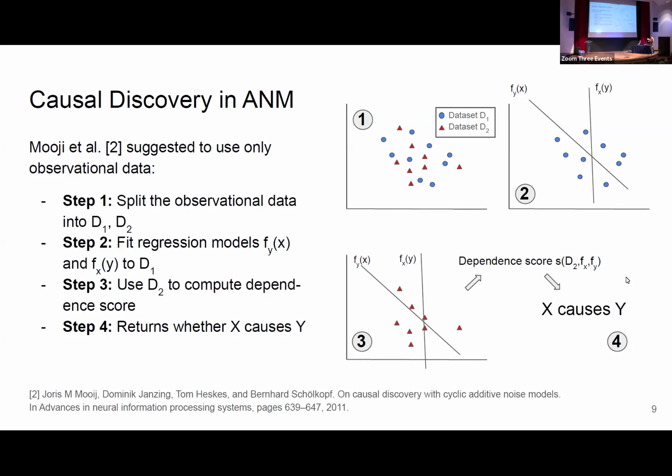Mooij et al. suggested that we can use a 4-step approach to causal discovery. Step 1 is you split your data into 2 data sets. Step 2 is, on one data set, which is the blue points here, you fit 2 regression models. One is for x given y, and the other is for y given x. Step 3 is, on the red points, the second data set, you compute the dependence score based on that data set and the 2 regression models that you got from step 2. And finally, you conclude if x causes y based on the dependence score.